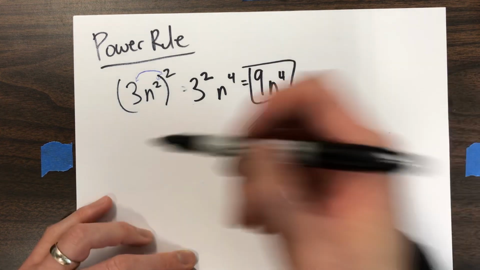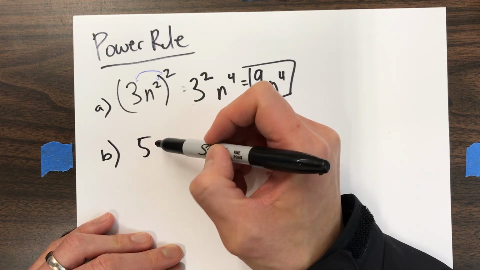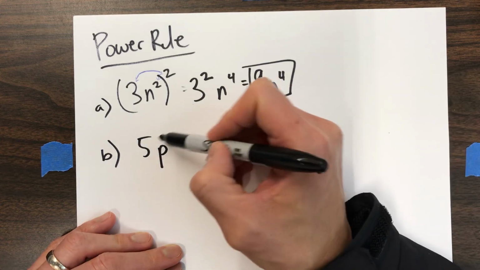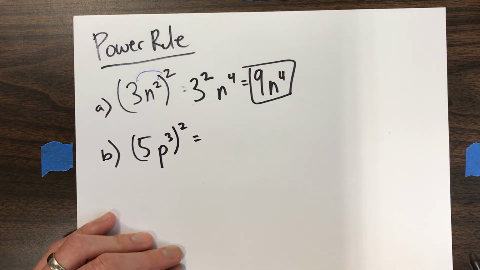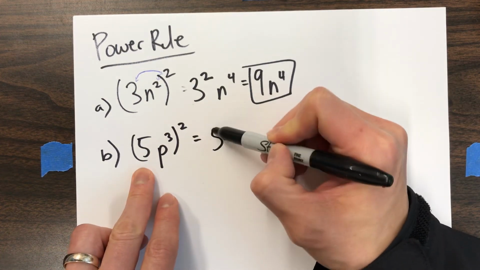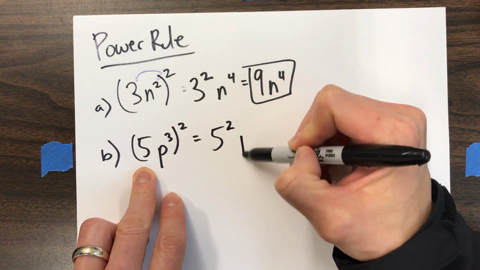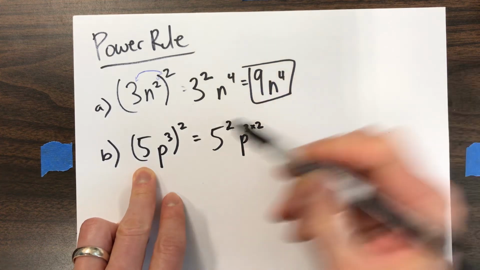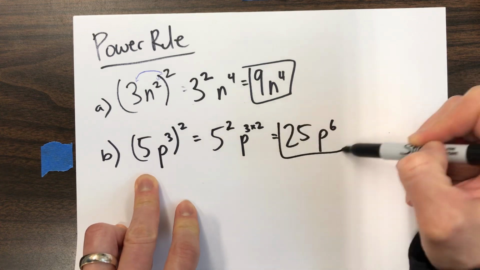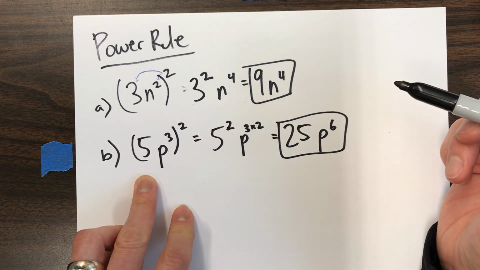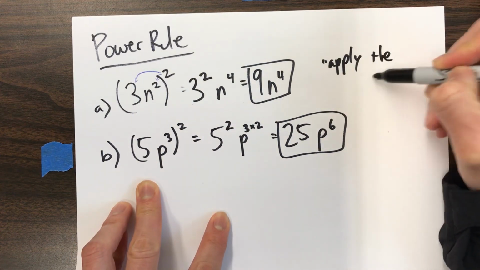Okay. Let's try 5 to the, let's try a different variable. Let's try p cubed, and then we're going to square it right there. So the same thing, you're going to square the 5, okay, and it's going to be p to the 3 times 2. You multiply these right here, so it's going to come out to 25p to the 6th power. Okay, so you're going to apply the power.